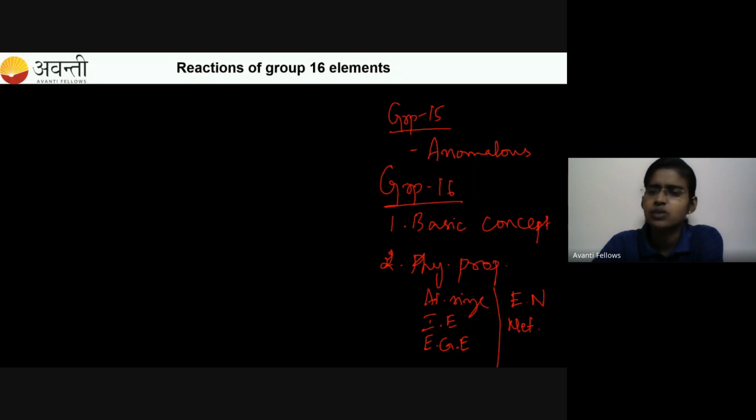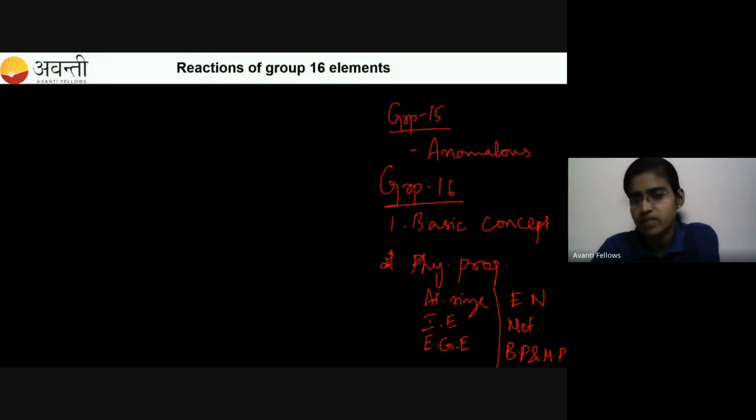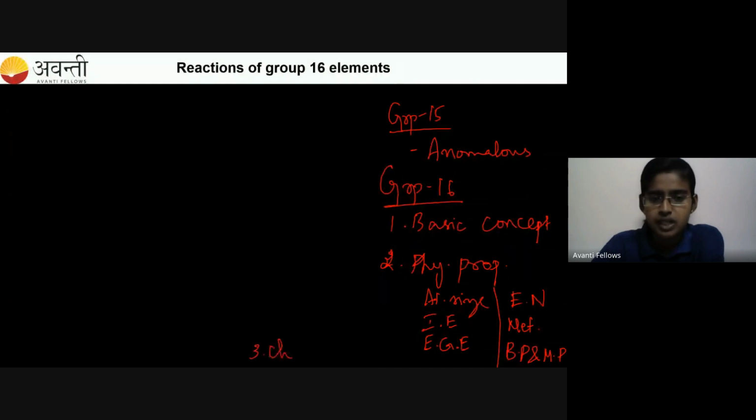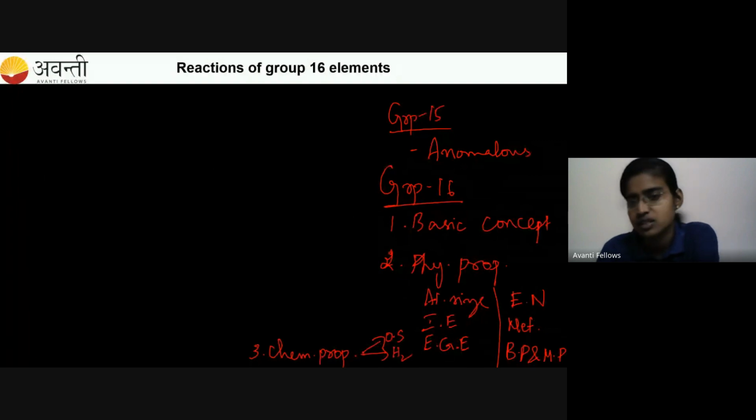What is the other one? What is the sixth topic? We have discussed electronegativity, yeah, boiling point and melting point. Okay, these are the 6 physical properties we have discussed. And coming to the third property, that is the chemical property, I have discussed the oxidation state. Then the reaction with hydrogen we have discussed. Got it? The reaction with oxygen and reaction with the halogen we will discuss tomorrow.